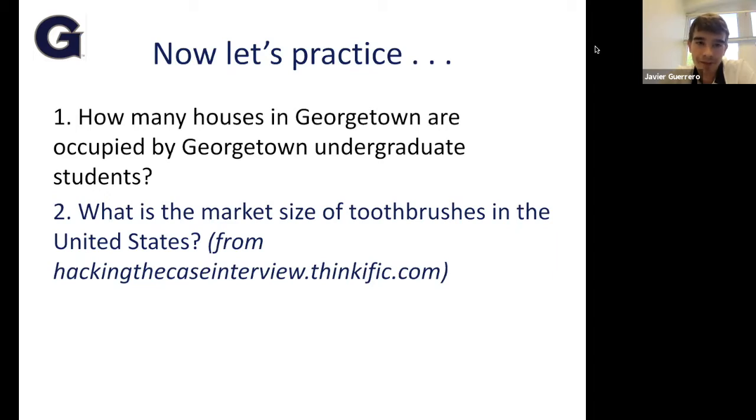Again, for this case, there's two main elements in it, or three really. First, houses, Georgetown, meaning the geographical area, and then Georgetown undergraduate students. So one clarifying question. Oh, Sydney.